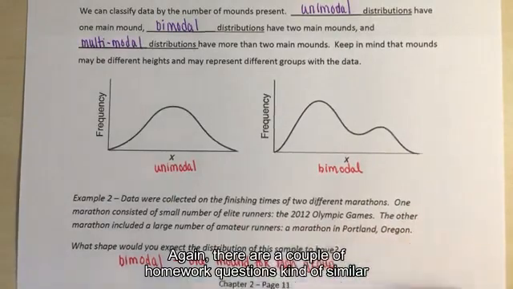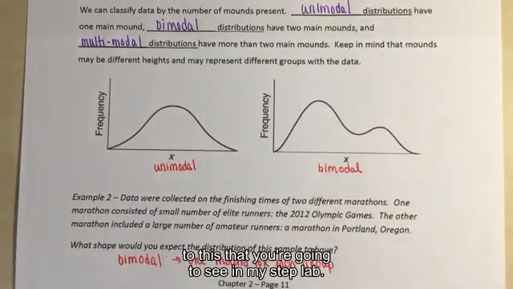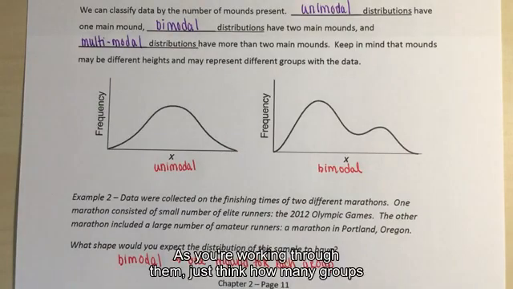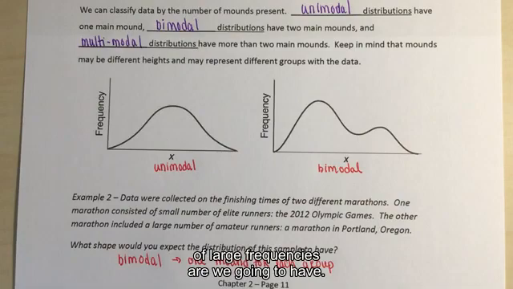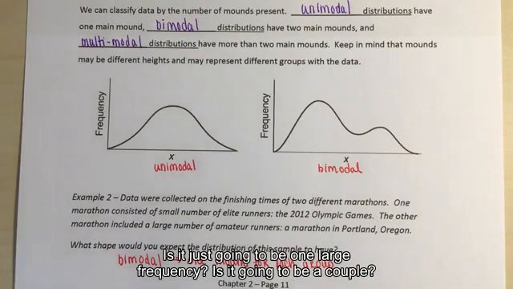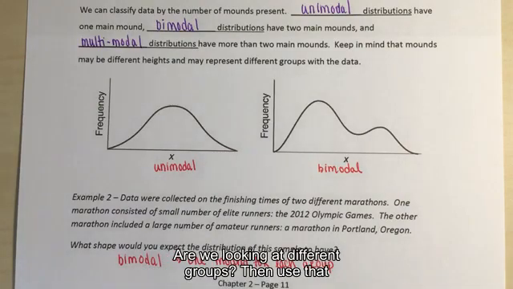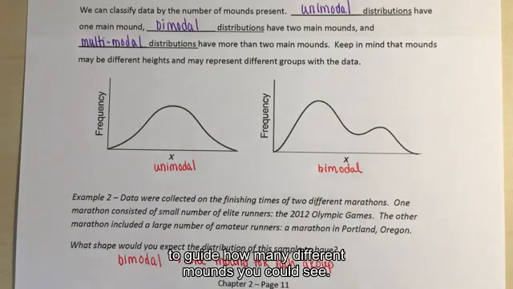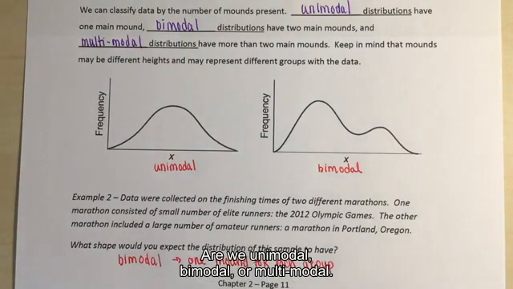Again, there are a couple of homework questions similar to this that you're going to see in my stat lab. So as you're working through them, just think, how many groups of large frequencies are we going to have? Is it just going to be one large frequency? Is it going to be a couple? Are we looking at different groups? And then use that to guide how many different mounds you could see. Are we unimodal, bimodal, or multimodal?